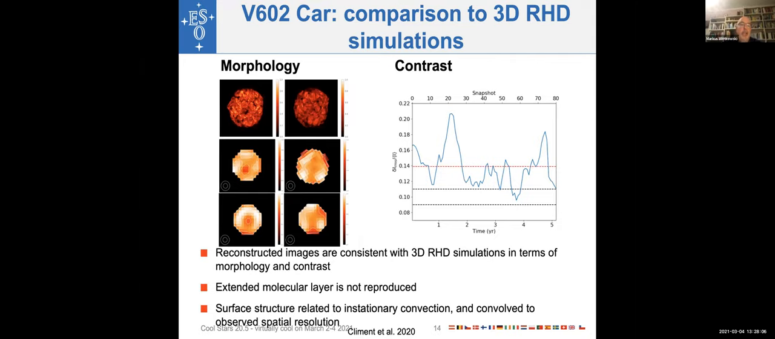So we can explain the observed surface features by such 3D models. And also on the right, in terms of contrast, the red and blue curve is the contrast from the models and the two black curves are the contrast at the two epochs that we observed. It's a bit on the lower side, but it's kind of consistent.